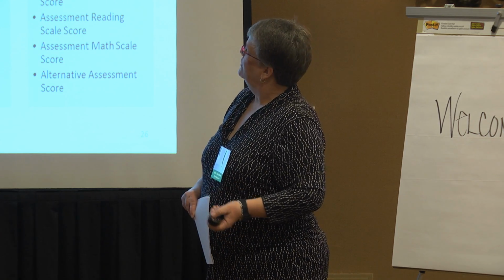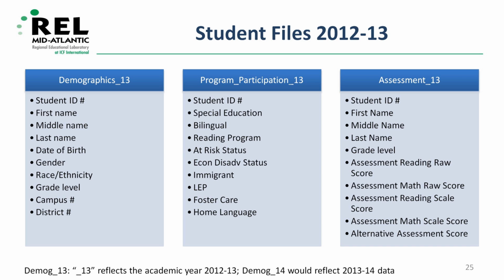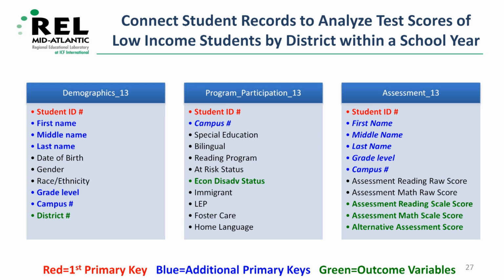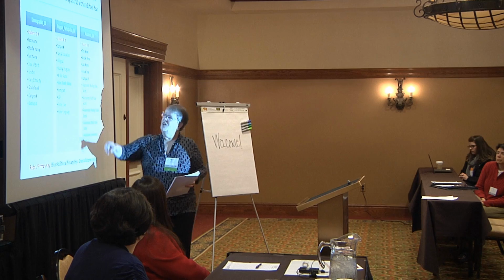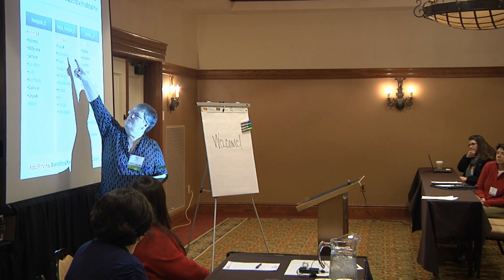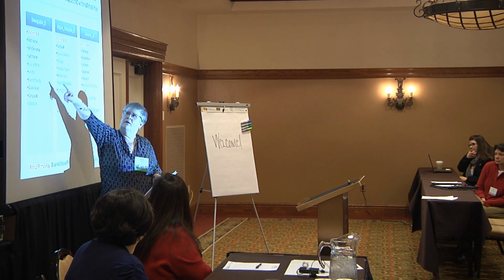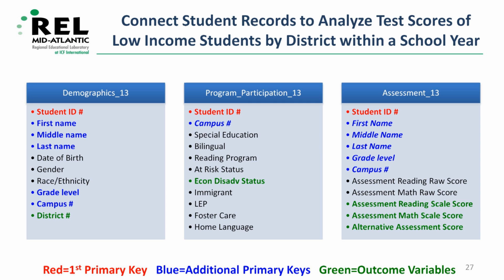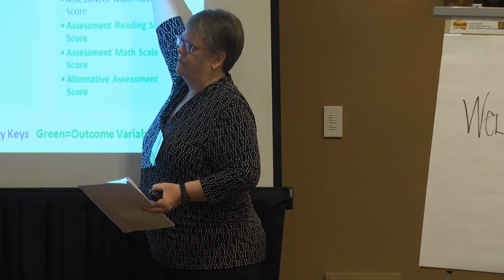So if we want to connect student records to analyze test scores of low-income students by district within a given school year, 2012-13. Again, in red, obviously, the student ID. That should be our best source of error-free data, although don't assume that anything is error-free when it comes to data. What other basic primary keys can you have? Well, program participation has student ID, campus. It doesn't have all the demographics like name, date of birth, gender, race, ethnicity. Assessment, often that comes in from the testing company and not through PDE, so it probably does have all of this. It might have Social Security number.